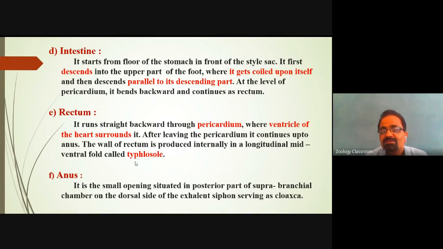In case of the earthworm, you'll find that the typhlosole is present in the intestine, but its location is on the dorsal side. The intestine which bears this typhlosole is the typhlosolar intestine. Pre-typhlosolar, typhlosolar, and post-typhlosolar intestine are the three parts into which the intestine is divided in the earthworm. But here, in the bivalve, the typhlosole is a mid-ventral fold, completely opposite. Mid-dorsal in the earthworm and mid-ventral in this. It was present in the intestine in the earthworm, but in the bivalve, it is present in the rectum. So this is the difference.